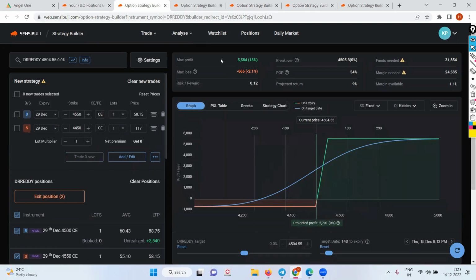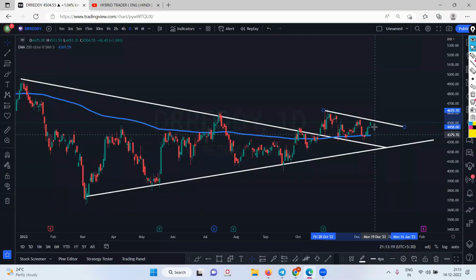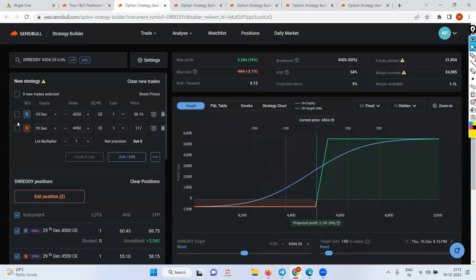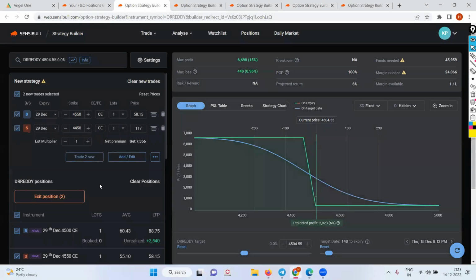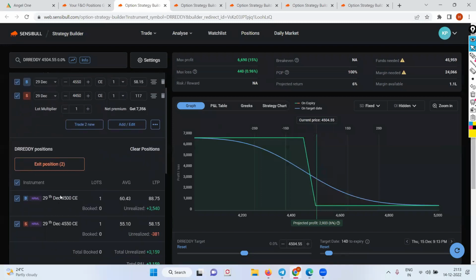Now, people like me have the view that Dr. Reddy can retrace from here, right? I want to double up my profit. So I'll just see what I've done basically. I have exited this sold position, 45,500. To exit this, I have to buy back. And then I went 50 or so under strike and I sold a new one.